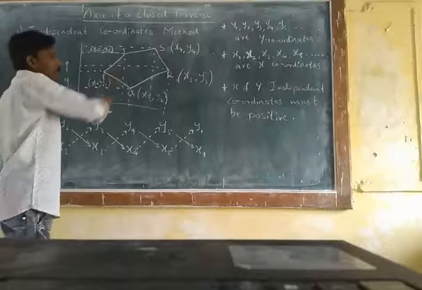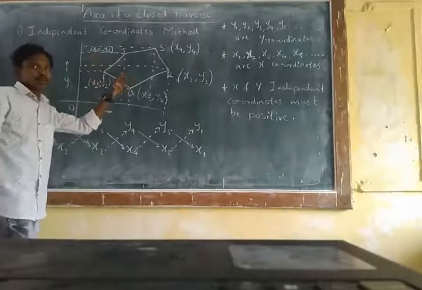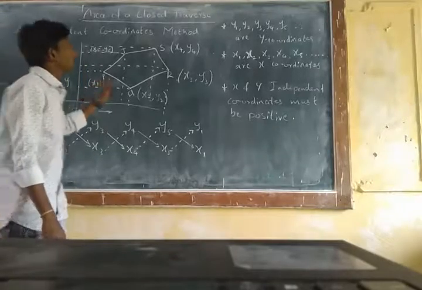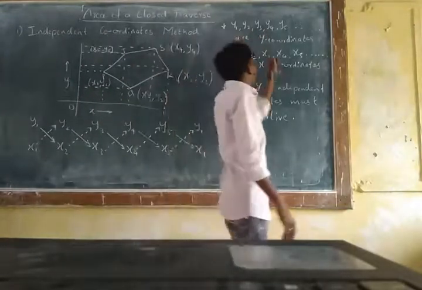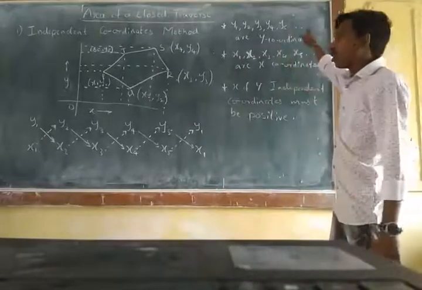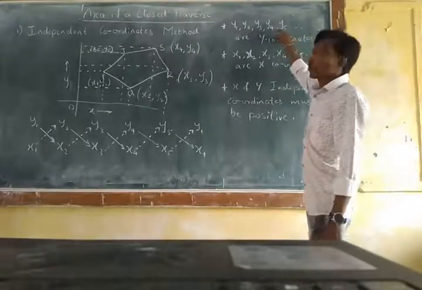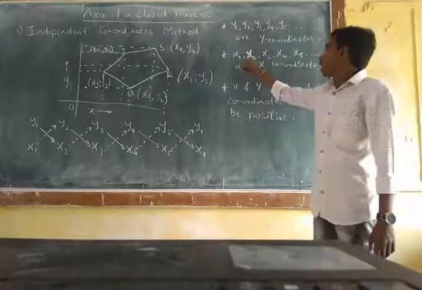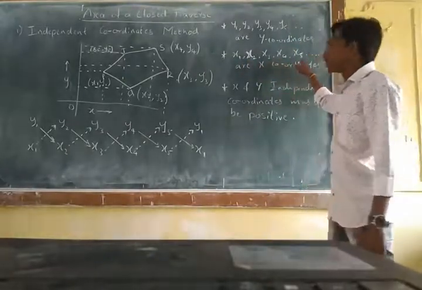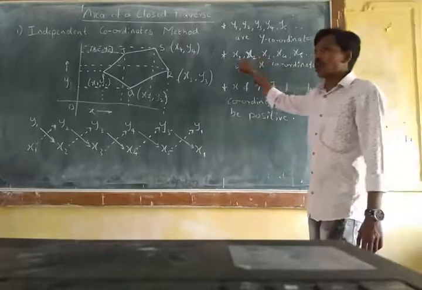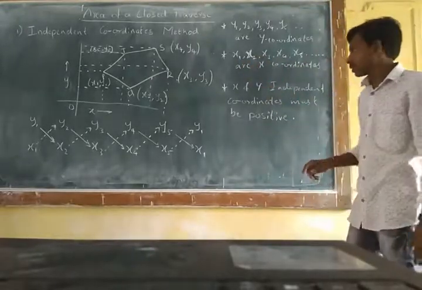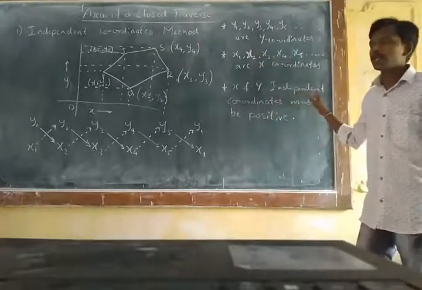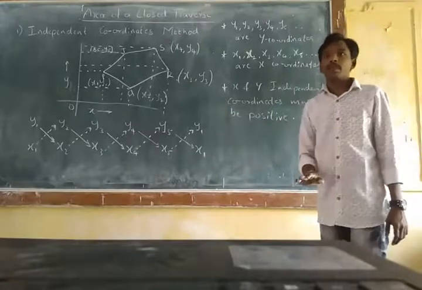So as per the traverse, these coordinates may get increased or it may get lessened. Now here all the y1, y2, y3, y4, y5 and so on with the prefix y are called y coordinates, and then x1, x2, x3, x4, x5 and so on with the prefix x are called x coordinates. And here x and y are the independent coordinates which are always positive in nature.